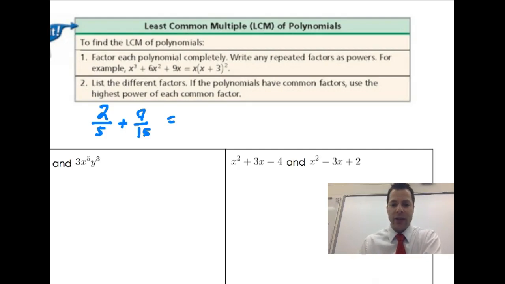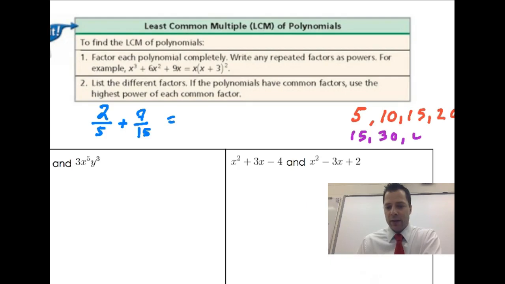The idea here is if we list the multiples of our denominators. 5 is a denominator, and the next multiples are 10, 15, increasing by 5, 20, 25, etc. When we look at 15, it starts at 15, 30, 45, and if we stop, the least common multiple is 15, so the denominator would become 15. Well, that's the idea we're going to take into polynomials, and we're going to look at how to find the least common multiple.